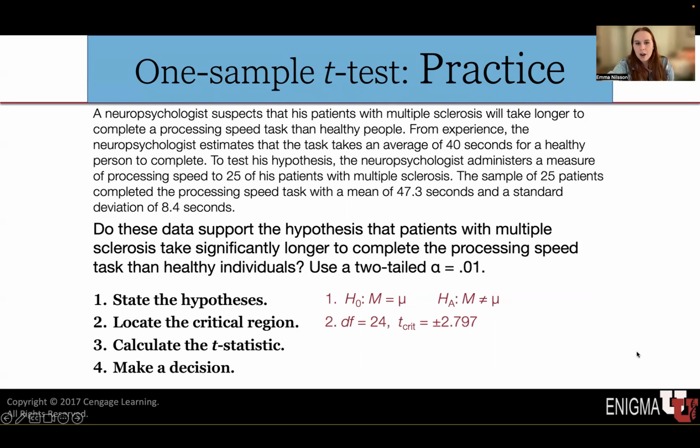We've already talked about how the degrees of freedom, since there's 25 patients, is going to be 24. The t critical is plus or minus 2.797, which we talked about. Let's now calculate our t statistic. I'm not going to go through it with you. I'm just going to show you the answers. The t observed value is going to be 4.345.